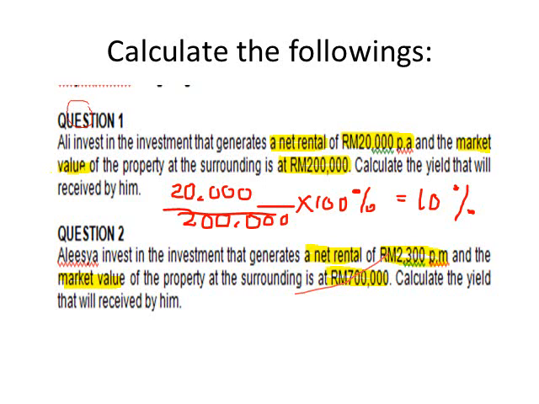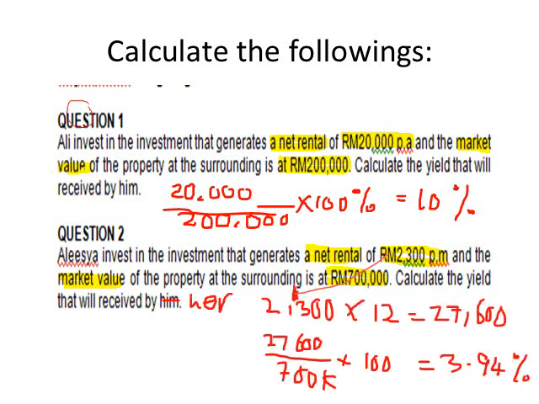So 2,300 per month, the rental or income received, you need to times by 12 months. So 2,300 times 12 is equal to 27,600. That particular rental, 27,600, is per annum, net. Divide by 700,000 and times 100. So you will get 3.94%. So this is the yield for Alicia's property.